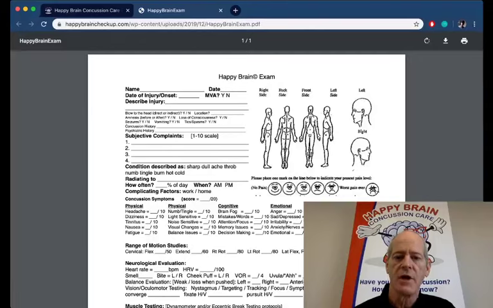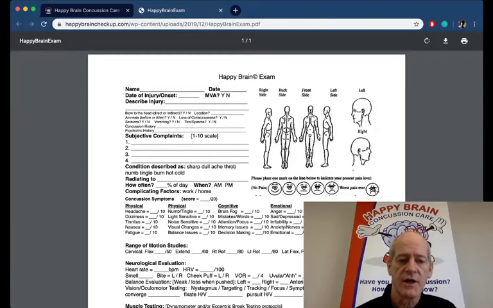And so on the HappyBrain exam form, you can see we've got a place here for the patient to fill out where on their body and head they're having issues. Top of the page is name, date, the date of their injury, motor vehicle accident yes or no, the injury they had, questions about their injury and their concussion history, an area for them to put in subjective complaints, and ways they can describe the condition. So the first half of this page is all for the patient to fill out.